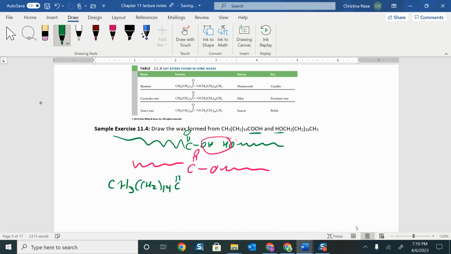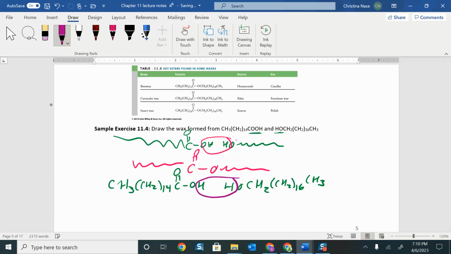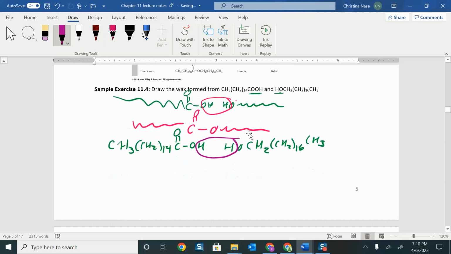14 with C. And I'm going to write out the carboxylic acid so you can see where we're coming from. And then we have an OH, CH2, CH2 16 with the CH3. And now I'm going to remove that H and OH, and I'm going to form an ester. So I'm just going to get rid of those, and I'm going to have this long chain fatty acid here.